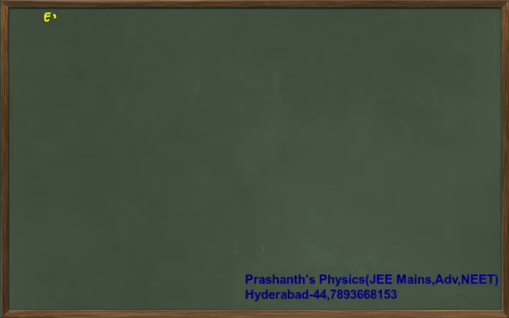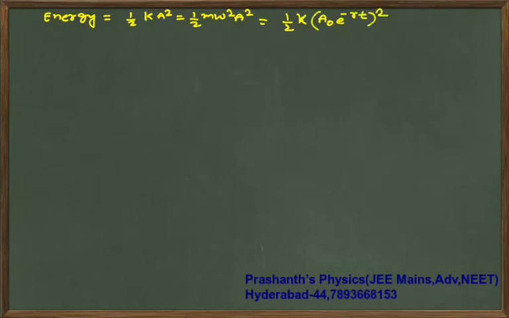If I talk of energy, normally in SHM, total energy is constant, so you will be writing half k a square or half m omega square a square. Now in this situation also, if you write half k into a naught times e power minus gamma t whole square, here amplitude is varying. So the energy of damped oscillation is half k a naught square times e power minus 2 gamma t.